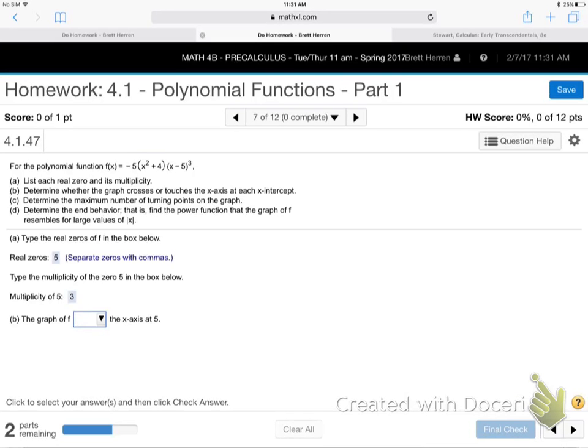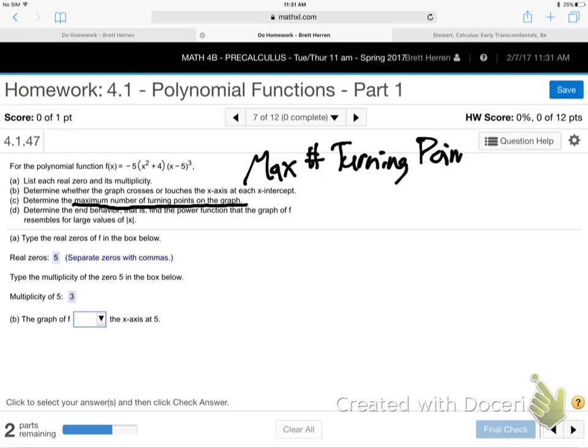All right. So we've got the passing through bounce thing. So now, maximum number of turning points on the graph. The max number of turning points equals the degree of f minus 1. So the degree, or highest power.